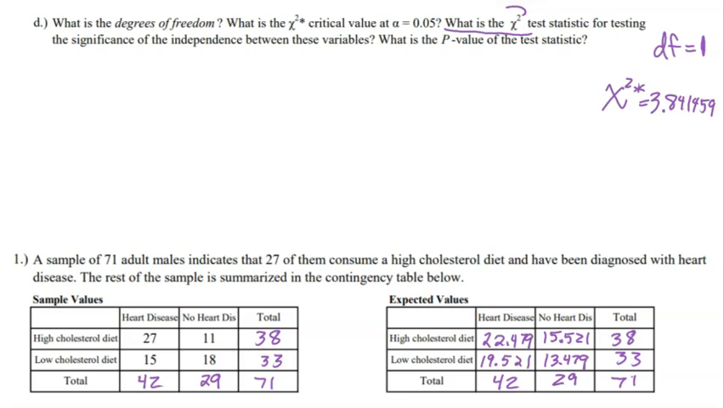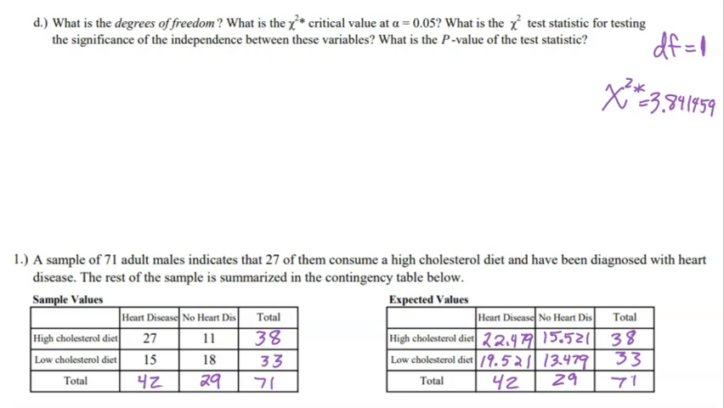It says, what is the chi-squared test statistic for testing the significance of independence between these variables? It's just saying, what is the chi-squared test statistic given these expected values and these observed values?